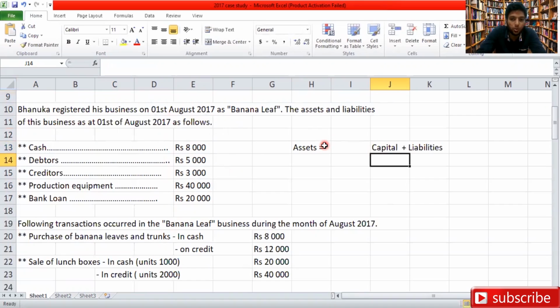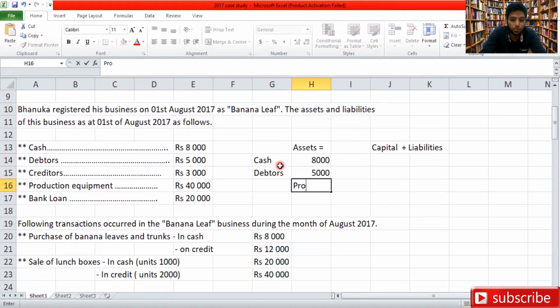Copy it down. So assets, how many assets do you have? Cash is 8,000. So you can write here 8,000 cash. You don't have to show it, but if you want, you can show also. It's not a problem. Better you show cash 8,000. Then you have debtors 5,000. Got it, guys. 5,000. Then you have production equipment.